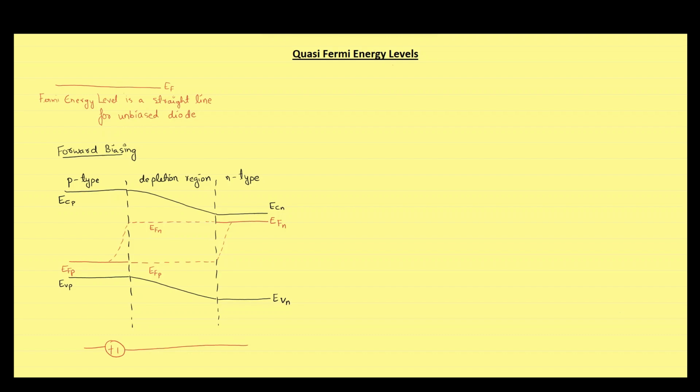Similarly, we can draw the energy band diagram for a p-n junction when reverse biasing is applied. First, we are going to draw the Fermi energy level in the p-type. Since we are going to apply positive voltage on the n-type region in reverse biasing, then we have to bring the Fermi energy level in the n-type region downwards with respect to the Fermi energy level in the p-type region.